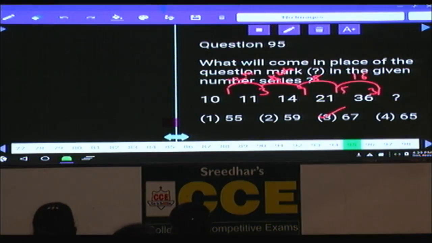Now, while solving this paper, we have concentrated only on what? How to solve this paper in the examination, keeping in mind the people who are already practicing for the prelims.